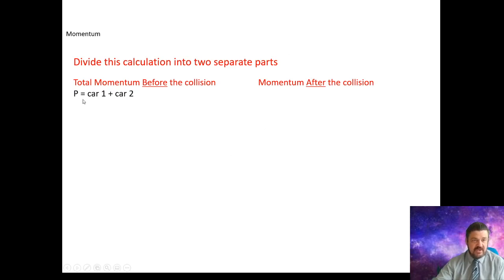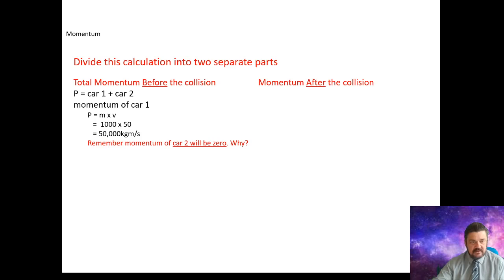Momentum, remember, P is equal to car 1 plus car 2. So for the momentum of car 1, we're going to use our formula: momentum equals mass times velocity, which is 1,000 kilograms times 50 meters per second. So the momentum of car 1 is 50,000 kilograms meters per second. Now, the momentum of car 2 will be 0. You may ask why? Well, that's because it's not moving. Anything times 0 will always be 0. So the total momentum is 50,000 kilograms meters per second.